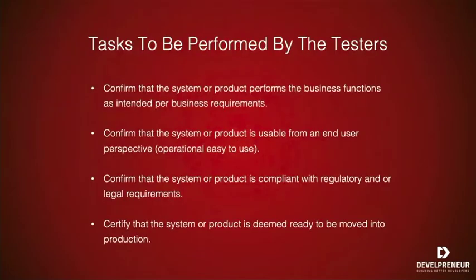So we definitely need to make sure that we confirm that the system or product performs business functionality as intended per the business requirements. But we also need to make sure that those business requirements are valid. So throughout our development cycle, we really need to focus on these business requirements as we write our code and as we write the tickets for what the code needs for the application.